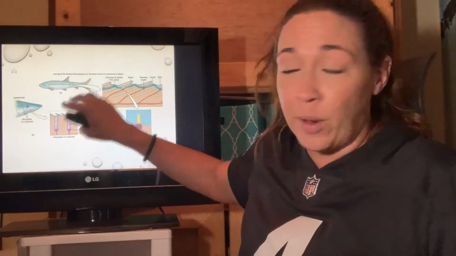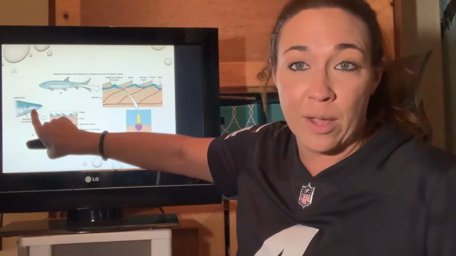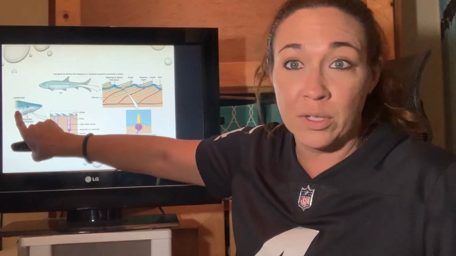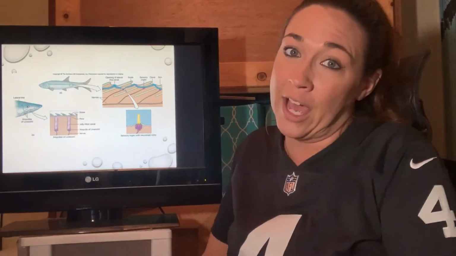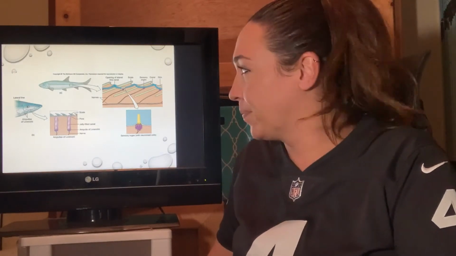And again, sharks do have both. You can see right here, the pink little dots are the ampullae of Lorenzini. The blue ones are your lateral line, whereas the fishes only have the lateral line, or I should say the bony fishes.